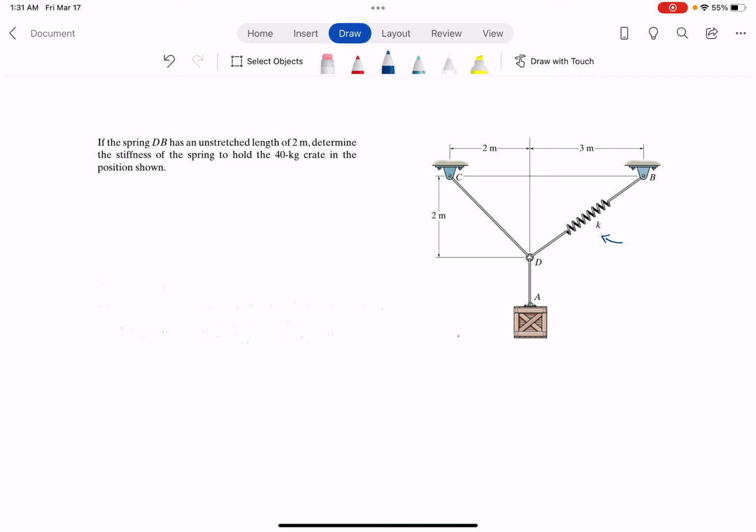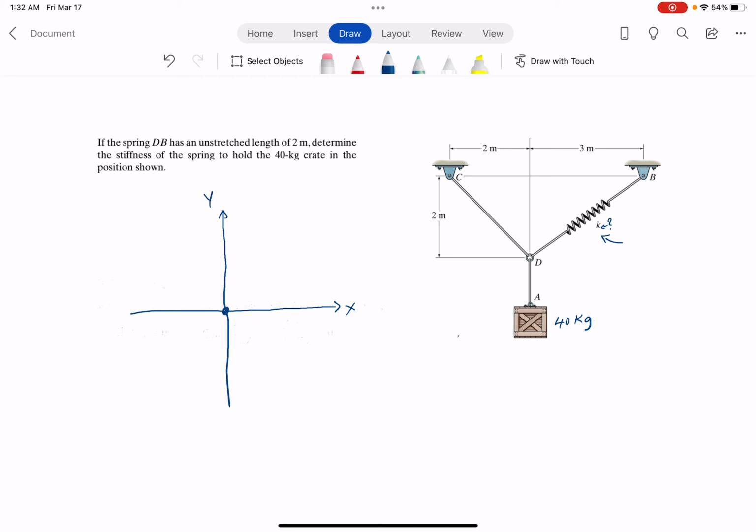crate in the position shown. And he wants to know K, the value K, the stiffness of the spring. Let's look at this analysis. So first of all, we have to draw a free body diagram. This is the x-axis, and this is the y-axis.